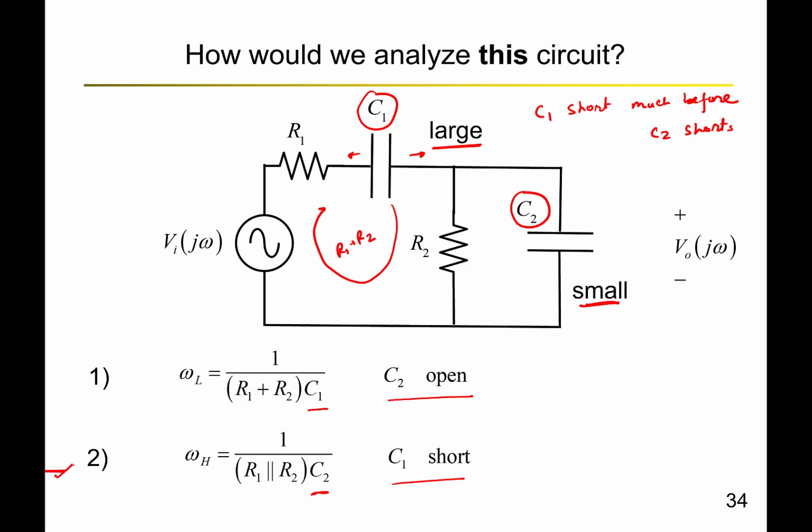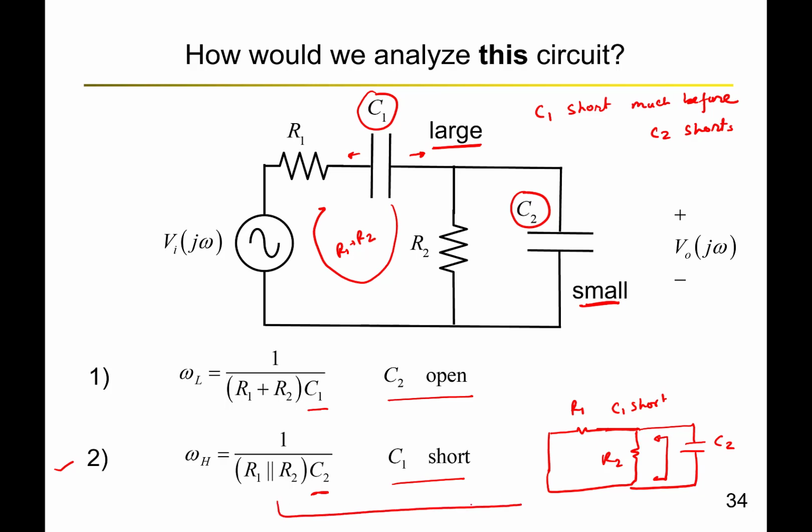Now let's analyze the second case where we want to look at the circuit with C1 shorted. So C1 is short. This is R1. We have R2, and we are considering it from C2's perspective. So the impedance looking in here is simply R1 in parallel with R2. So of course R1 parallel R2 will be much smaller than R1 plus R2. So we can say that omega H will be greater than omega L.